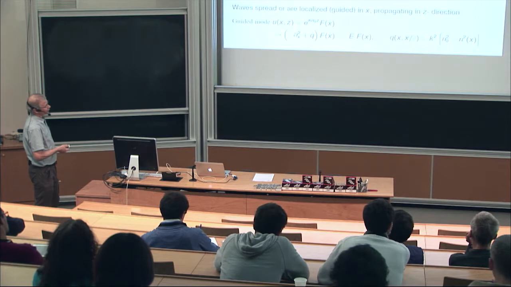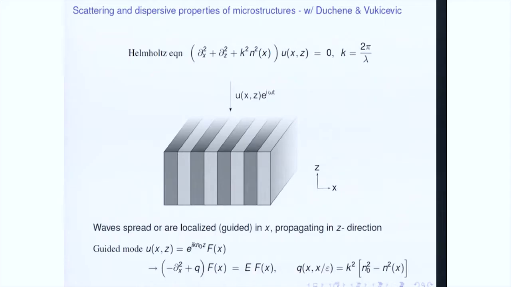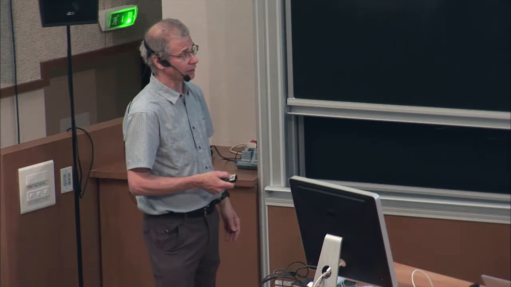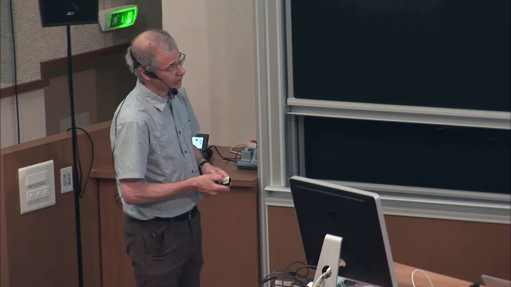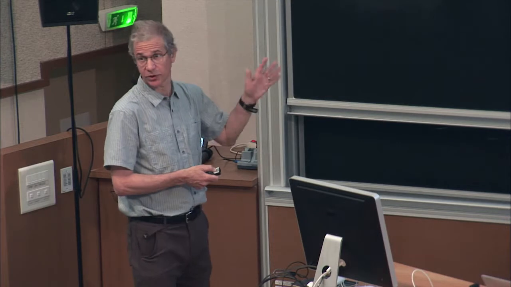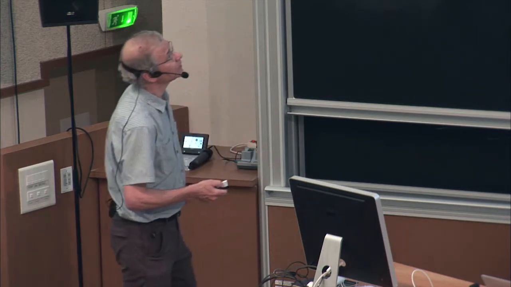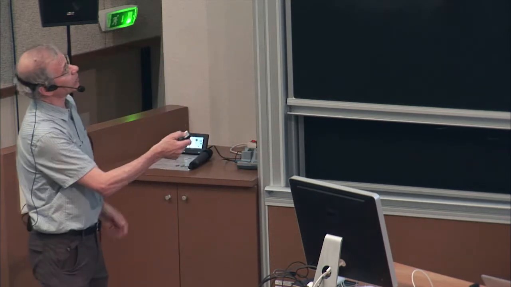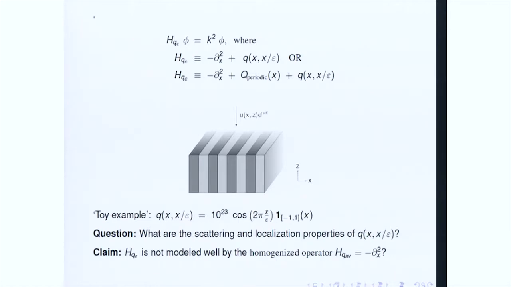And I'll be looking at microstructures. A microstructure for me will be a potential for the Schrodinger equation which is localized in the slow variable x, and say periodic, or it could even be almost periodic or quasi-periodic in the second variable, x over epsilon, which will be denoted by y. Okay. So here's the problem. It's an eigenvalue equation with frequency k squared.